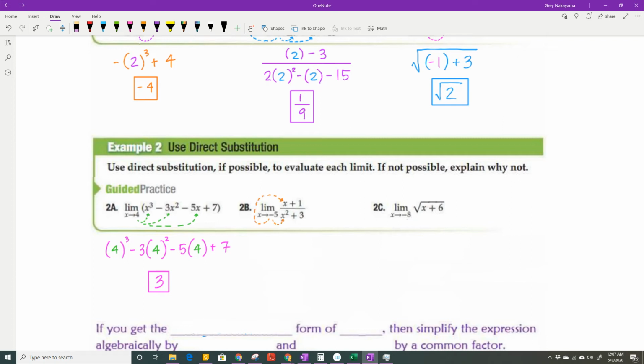Okay, limit as x approaches -5 of x plus 1 over x squared plus 3. Again, plugging in -5 everywhere I see an x, putting parentheses around. Most important when you plug in a negative number, like we did up there with -1. Simplify it, and we have 1 over 7.